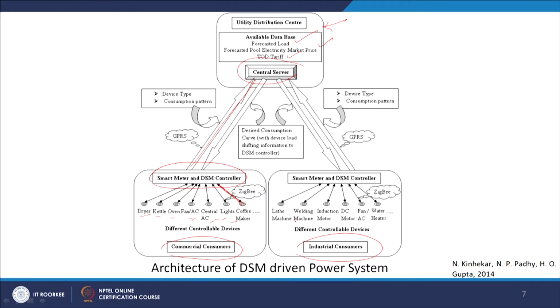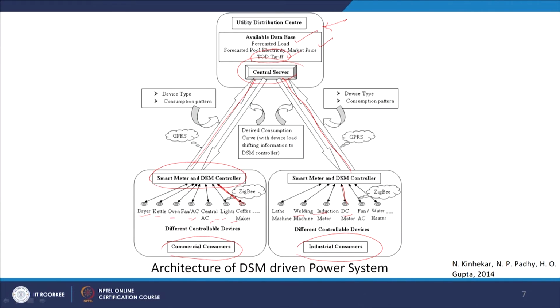Even for industrial customers, welding machine, induction machine, DC motors, all the data can be transferred to my DSM controller or smart meter through Zigbee, and those data through GPRS can reach my central server. Means at a given point of time, my central server can understand what is the load pattern of my consumers, especially for commercial and industrial consumers at a given time.